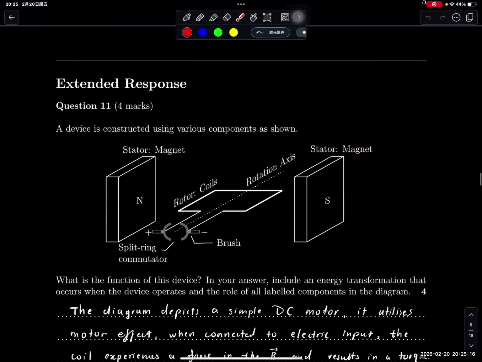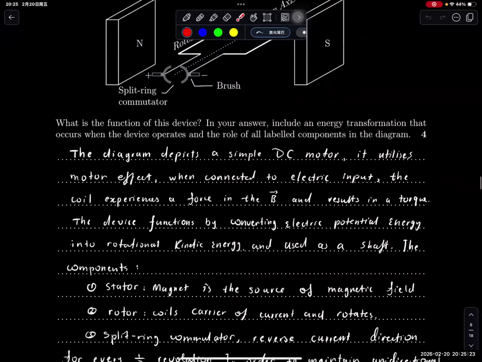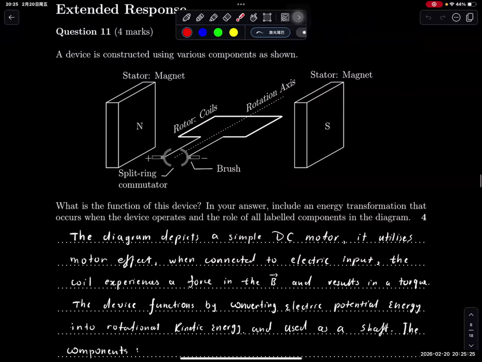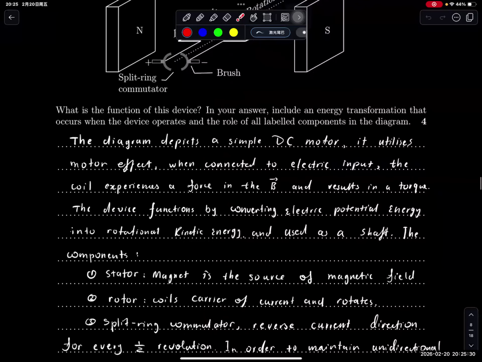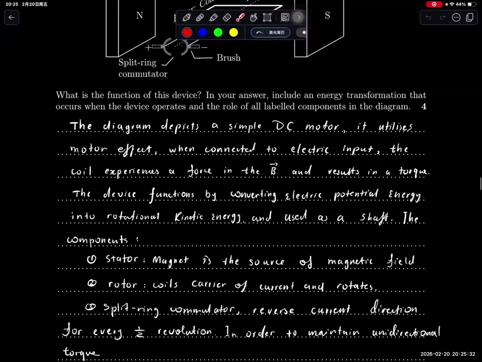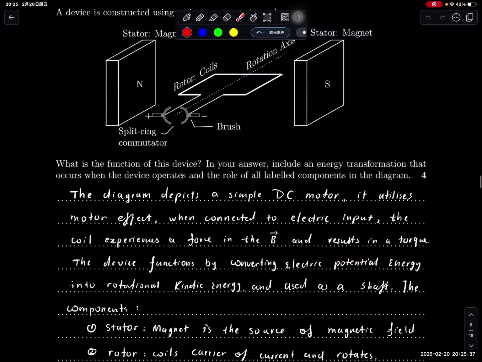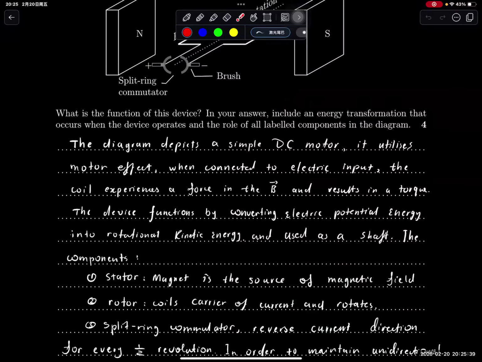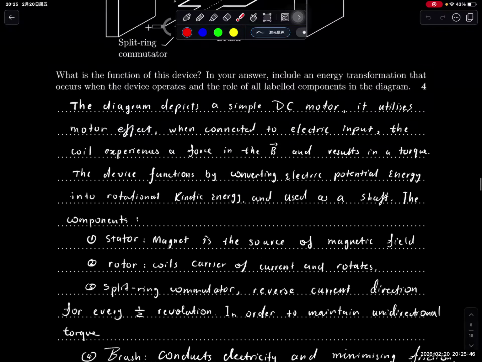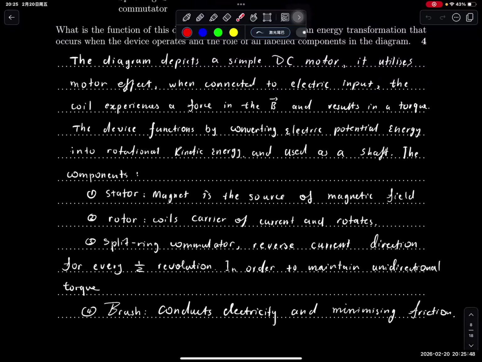In continuation, question 11, we have a device constructed as a simple DC motor, and you need to just describe each component of the structure. Okay, you have to talk about the stator, the rotor, and then the split ring commutator. So what I said is that the diagram depicts a simple DC motor. It utilizes the motor effect, defining what a motor effect is, and then how this rotates in a general principle. And I went on to talk about each segment separately.